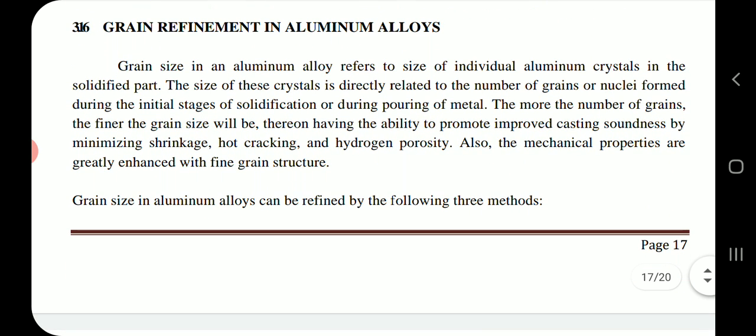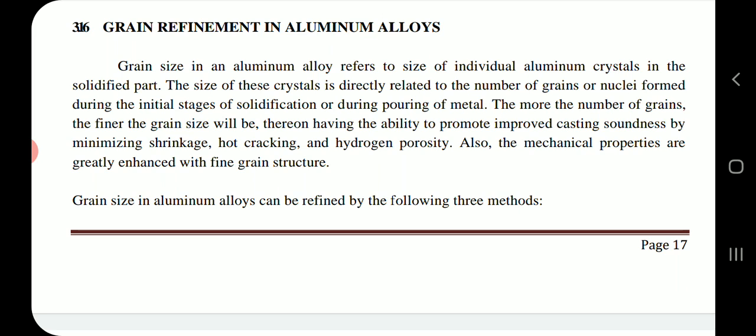Grain refinement in aluminum castings. Grain size in an aluminum alloy refers to the size of individual aluminum crystals in the solidified part. The size of these crystals is directly related to the number of grains or nuclei found during the initial stages of solidification or during pouring of metal.